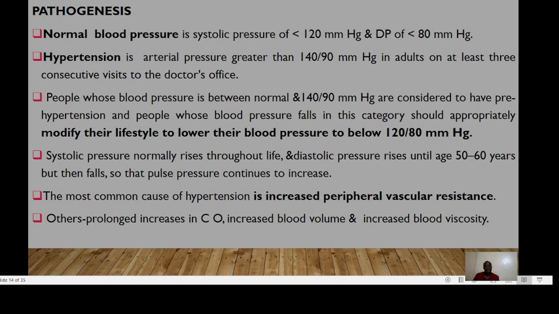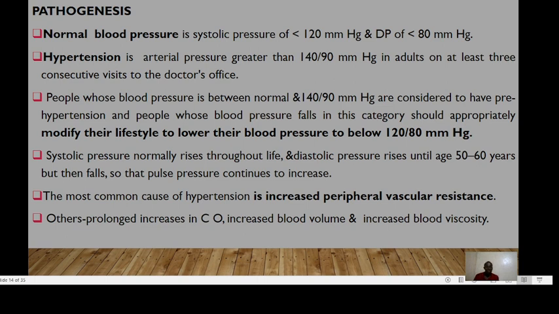People whose blood pressure is between normal and 140 over 90 are considered pre-hypertensive, and these pre-hypertensive people need to modify their lifestyle to lower their blood pressure to below 120 over 100 millimeters of mercury. Systolic pressure normally rises throughout life, and diastolic also rises, but only until 50 to 60 years, then it falls. So the pulse pressure is going to continue to increase.